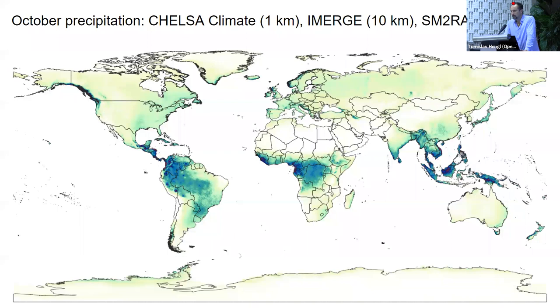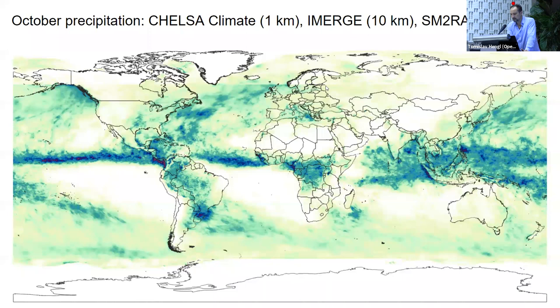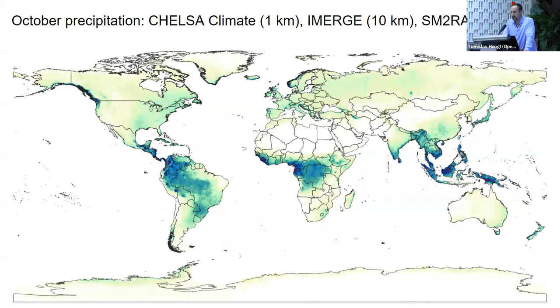You see some data sets also cover oceans, and some data sets cover only land. Some data sets only go to 60 degrees north. So normally as a data scientist, you say, well, I don't need all these data sets. I just want the best estimate. I just want to know October precipitation. And that's where the ensemble comes in.